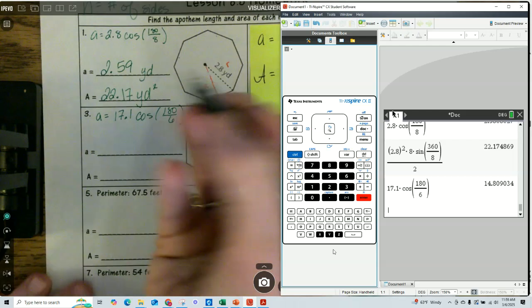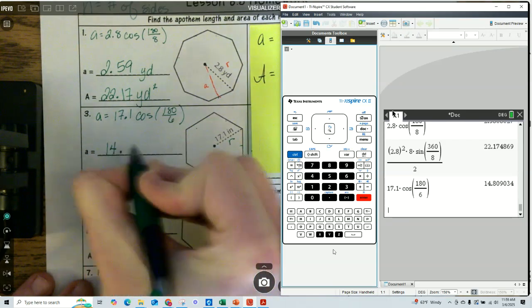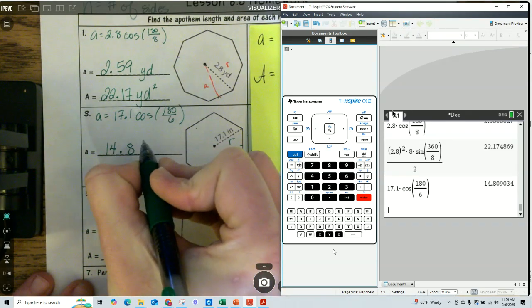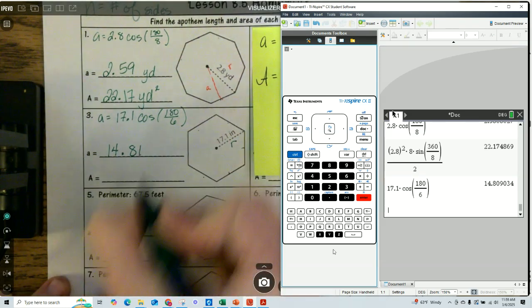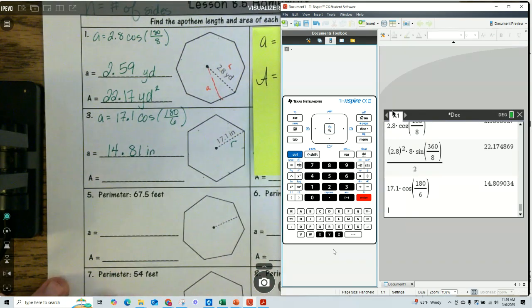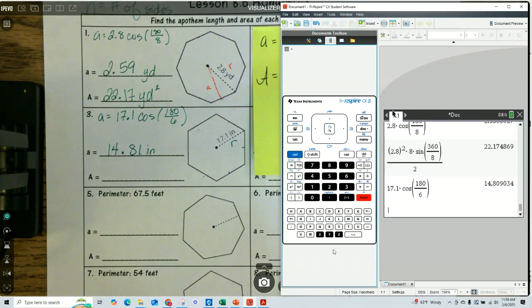And that one rounds to 14.81. I got something different the first time I did that. I bet you it's 0.81. I got 01. I bet I just hit the wrong key.